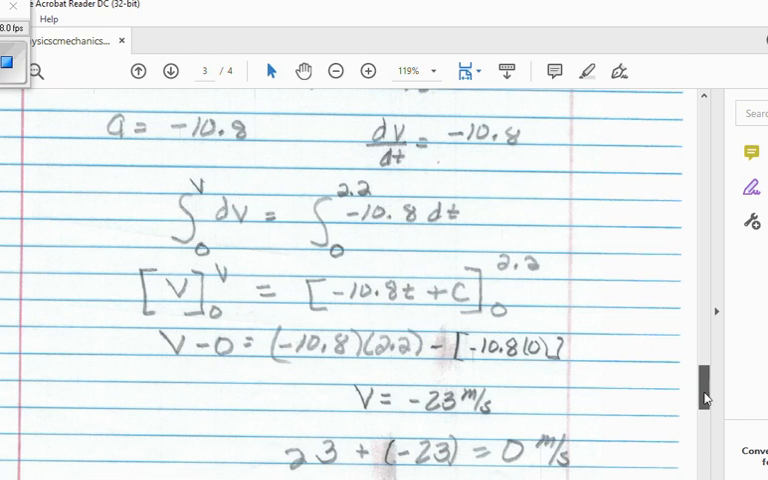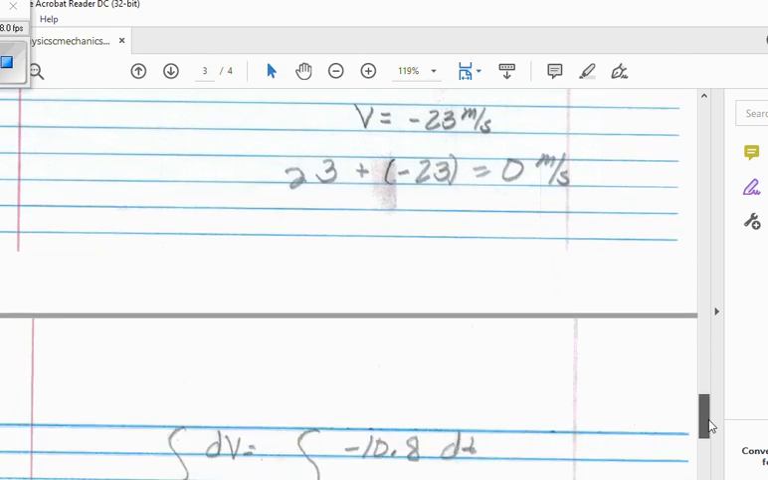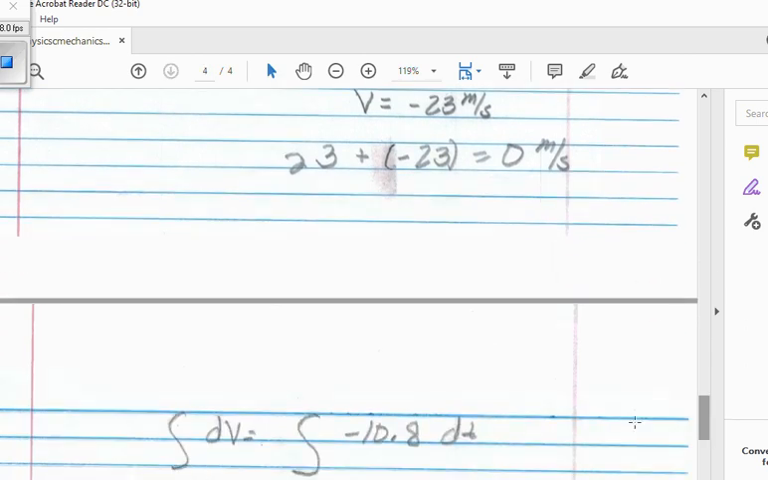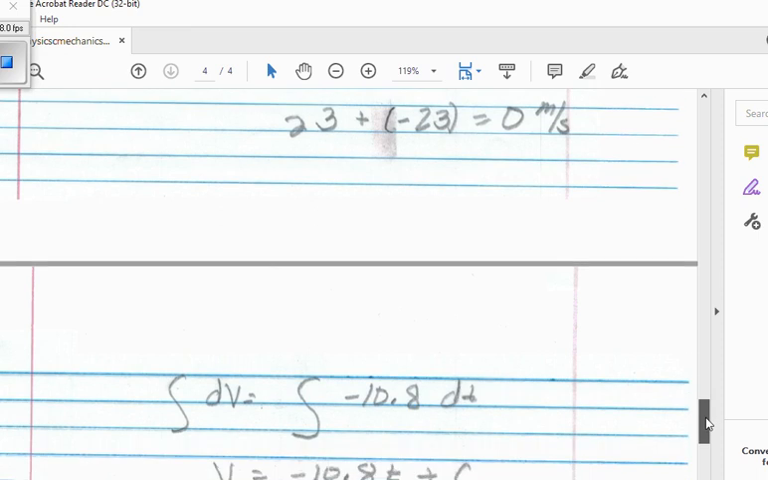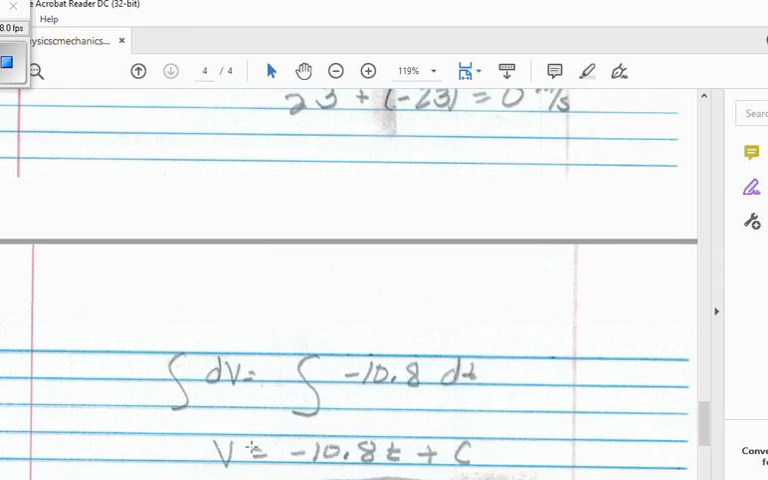Let's take a look at our equation with an indefinite integral. So we integrate dv and negative 10.8 dt. When we take the integral of this, we just get v equals negative 10.8 t plus our constant c. Now what are we doing here? We're doing an indefinite integral, just integrating both variables. We're taking the antiderivative of dv to get v, and the antiderivative of dt is just t. And this is our equation.